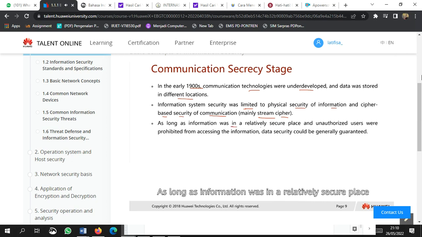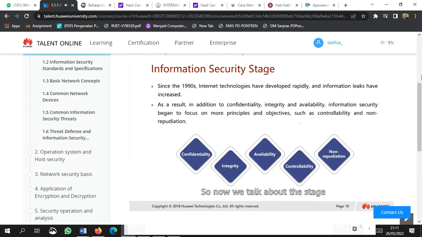As long as information was in a relatively secure place and unauthorized users were prohibited from accessing it, data security could generally be guaranteed. So this is actually in the past, right? As long as the military or the government hid something in a secret location that the general public could not easily access, then to them the information was considered secure, right?